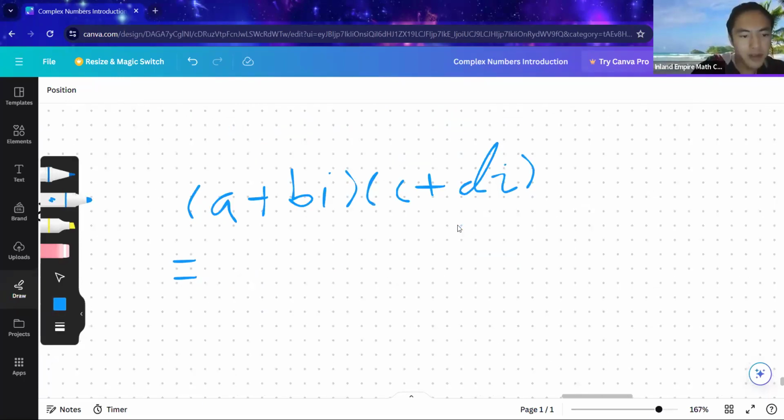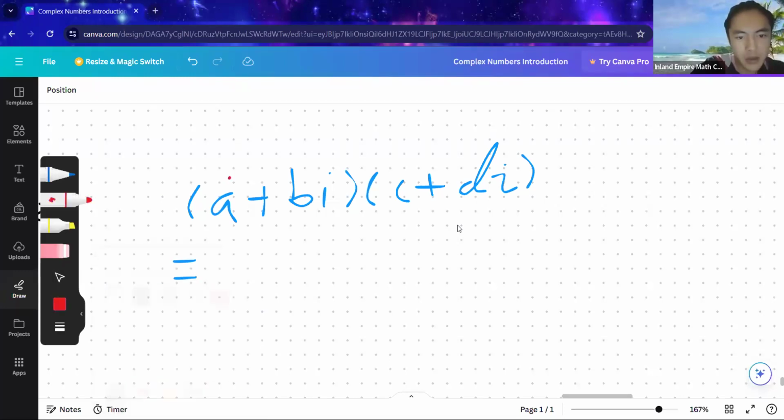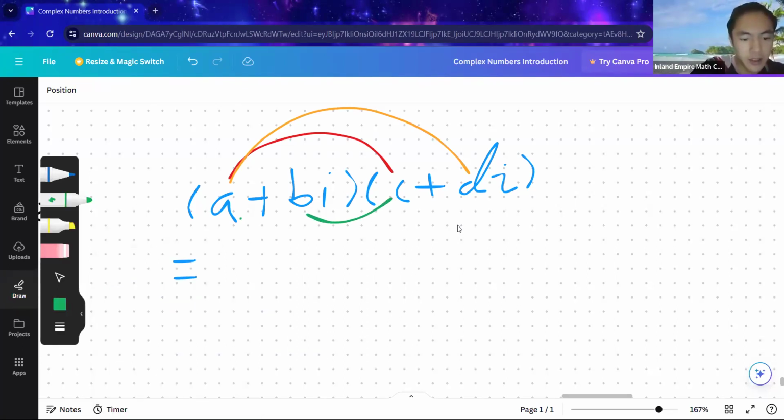You would simply have this right here. I'm going to draw this in different colors so you guys see it. So you would multiply these two terms together. You would multiply these two terms together. You would multiply these two terms together. And finally, you would multiply these two terms together. So you just multiply them together and just add them up, right? It's really just the distributive property, right?